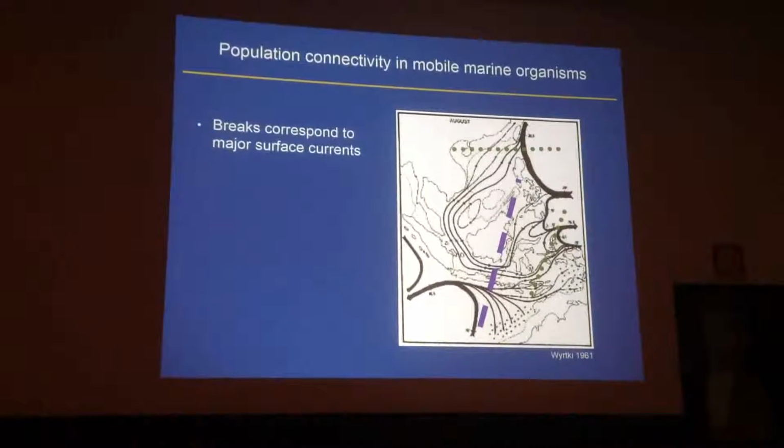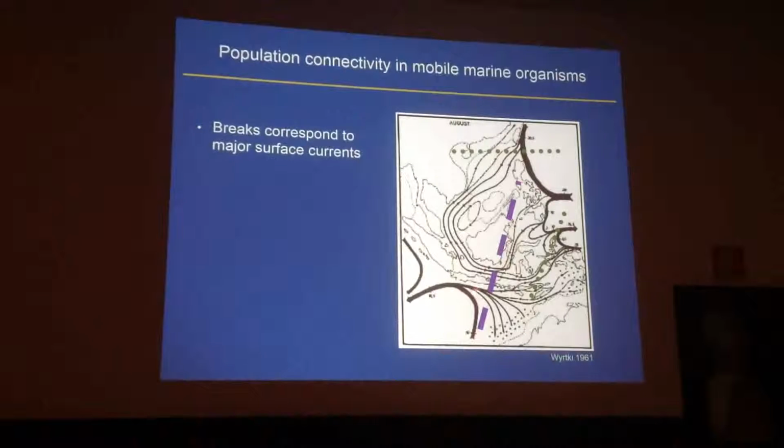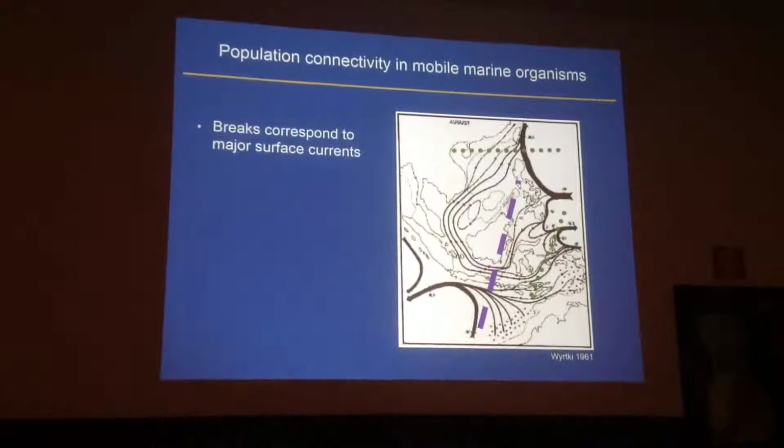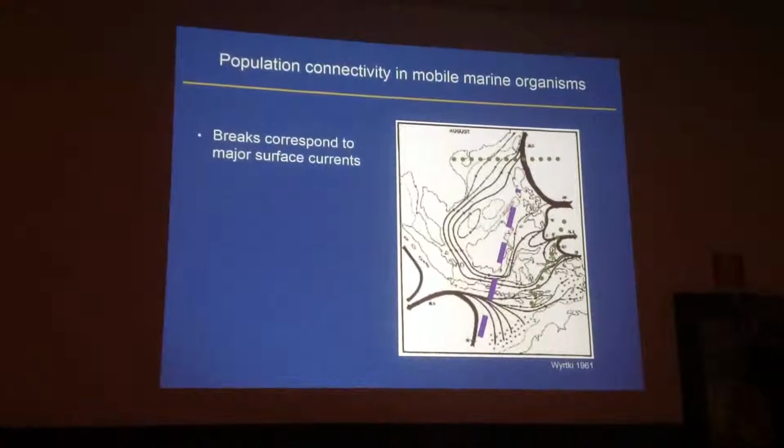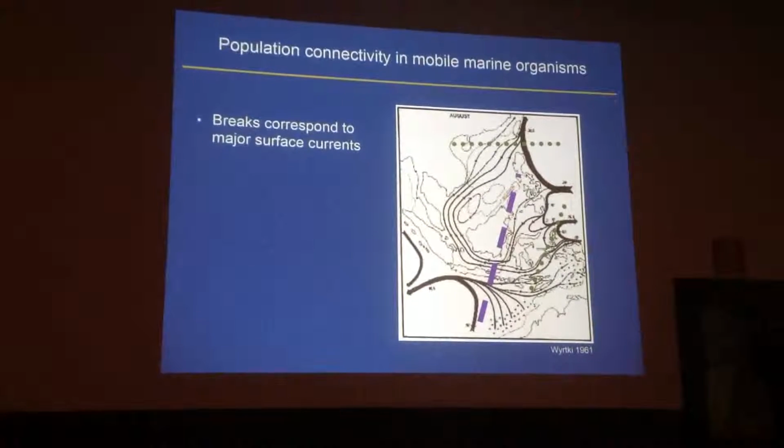And the breaks that we see seem to correspond to major surface currents. So the Makassar Strait, this area, has a very strong current called the Indonesian throughflow that carries water from the Pacific to the Indian Ocean. So this could represent a very strong current barrier that the squid cannot physically cross or choose not to cross.